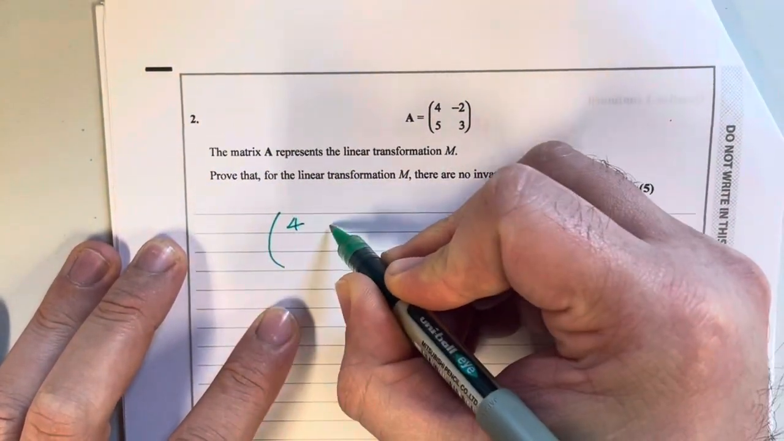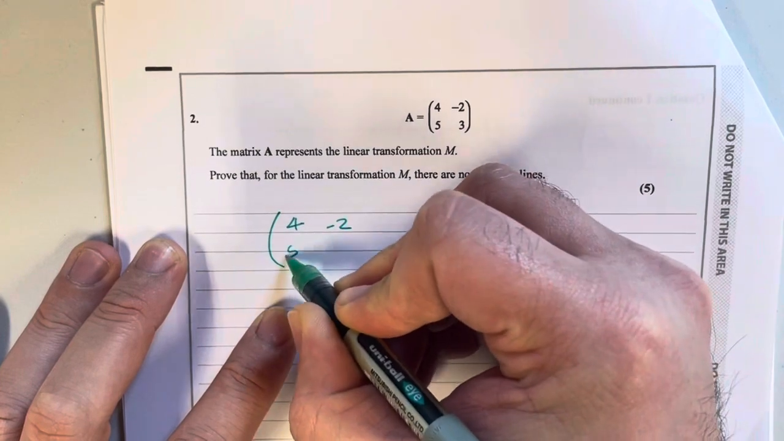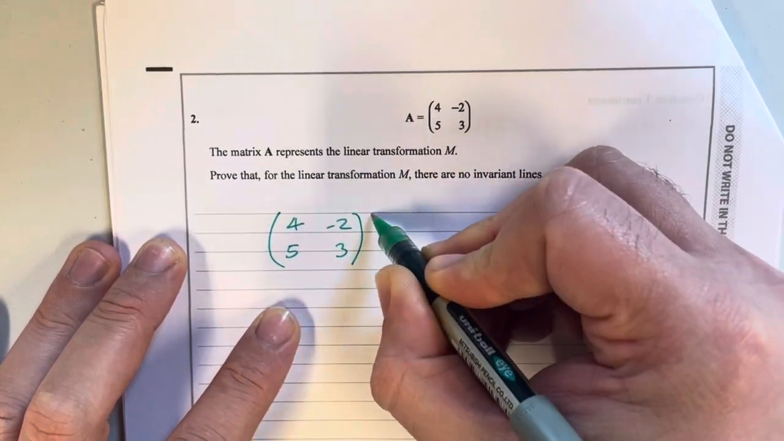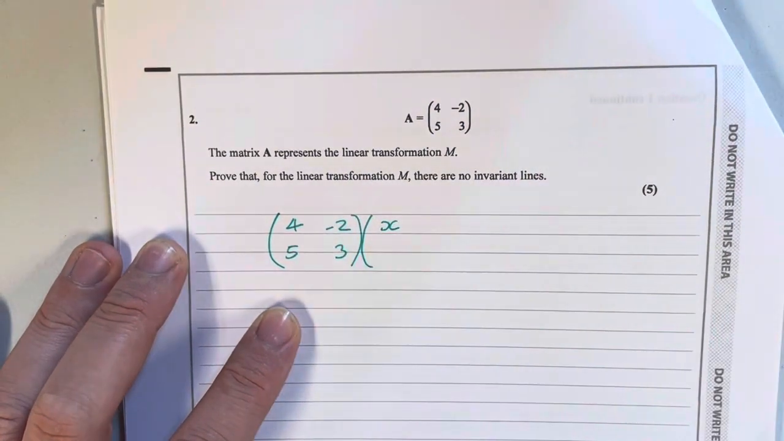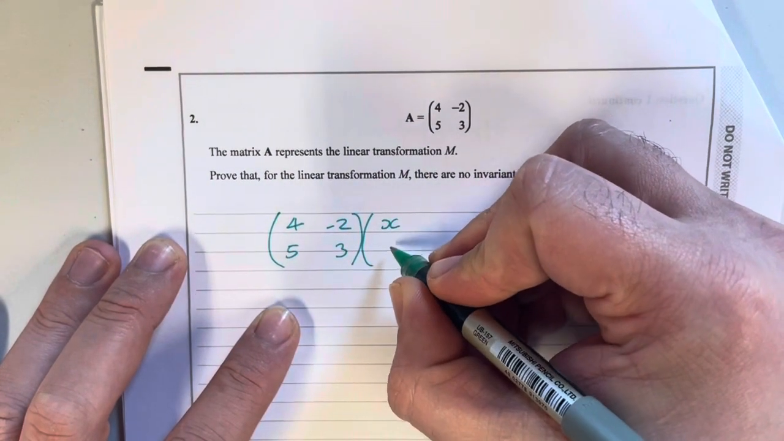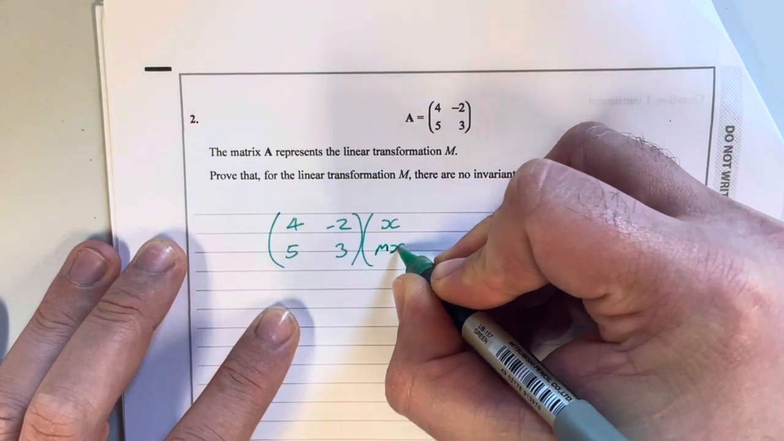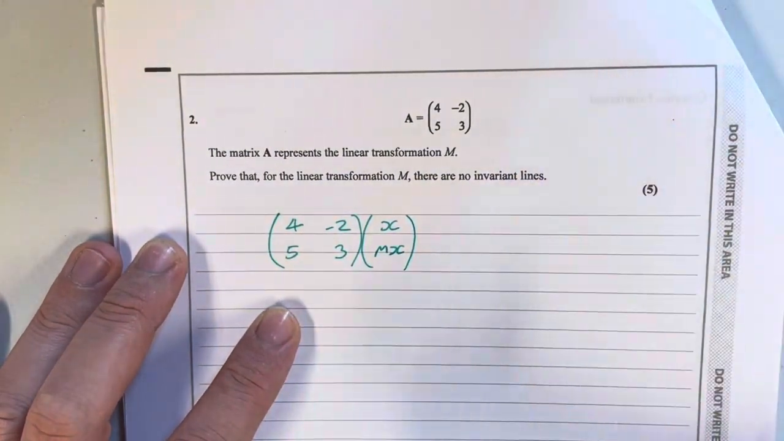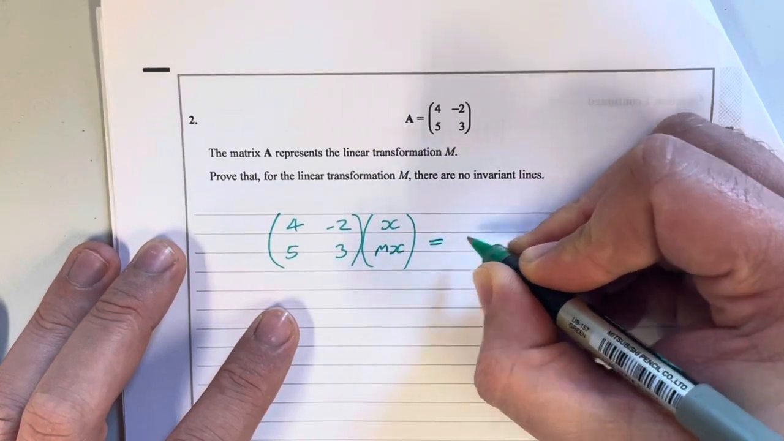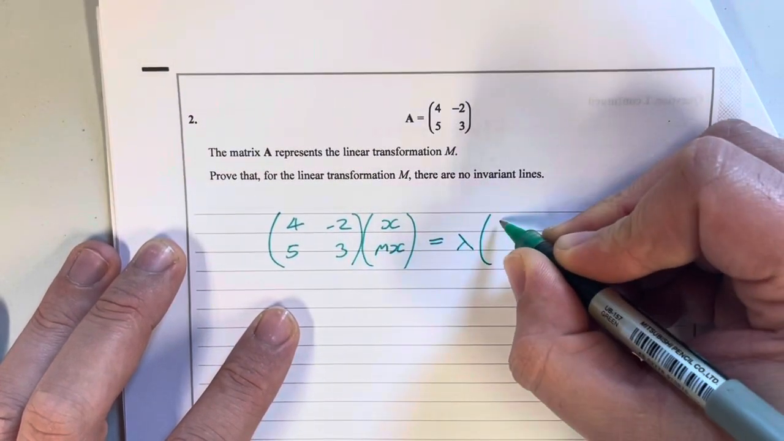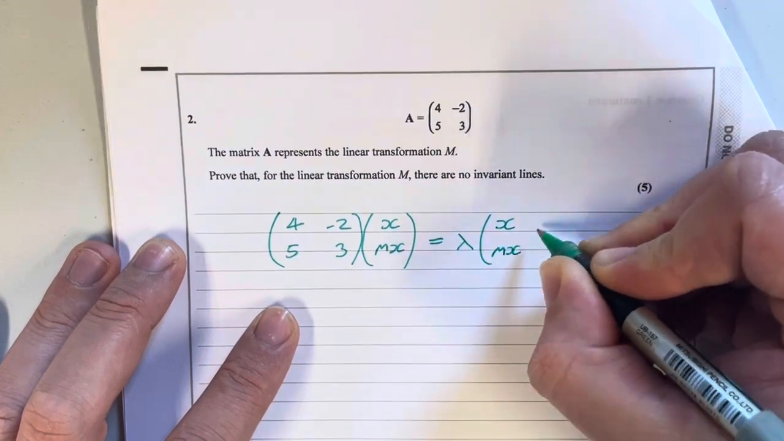So what we're going to do is take the matrix 4, -2, 5, and 3, and take a line. I'm going to take a line through the origin, because if there are invariant lines, then it will be plus c's of those, like for example in a reflection perhaps. And I'm going to say that y equals mx, so it's just some line through the origin, and that's going to map to some multiple of that. So I'm going to call it lambda times mx.